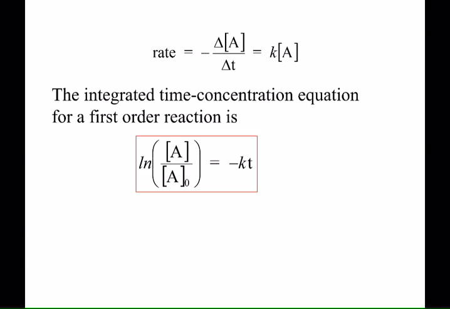So now we have the natural log of the ratio of the molar concentration of A at time t divided by the initial molar concentration of A is equal to negative kt. And you'll see that one on your equation sheet Thursday also. But you have to recognize that it's for first order.